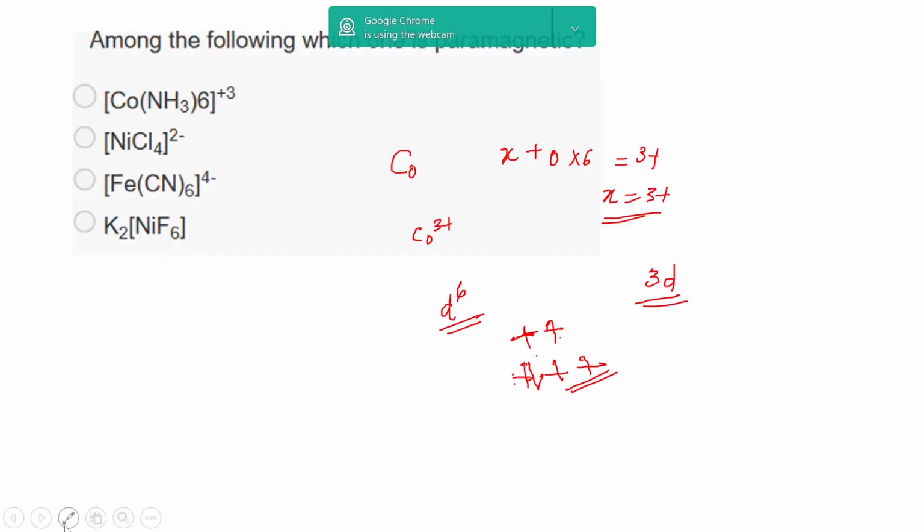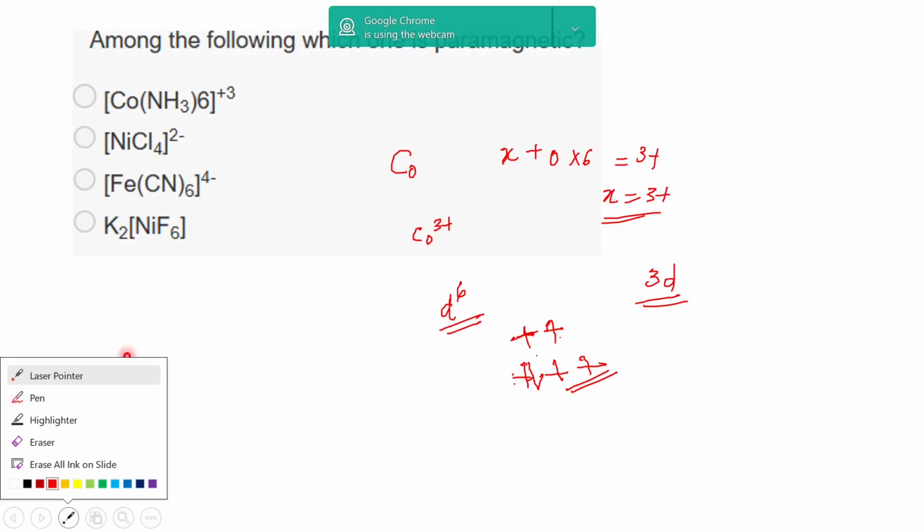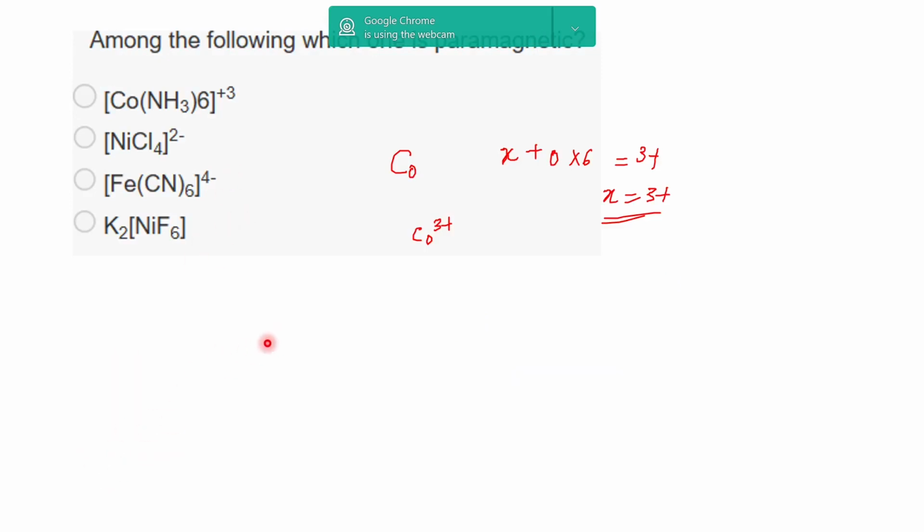So this first option is definitely paramagnetic in nature. Now we'll look at the second one.